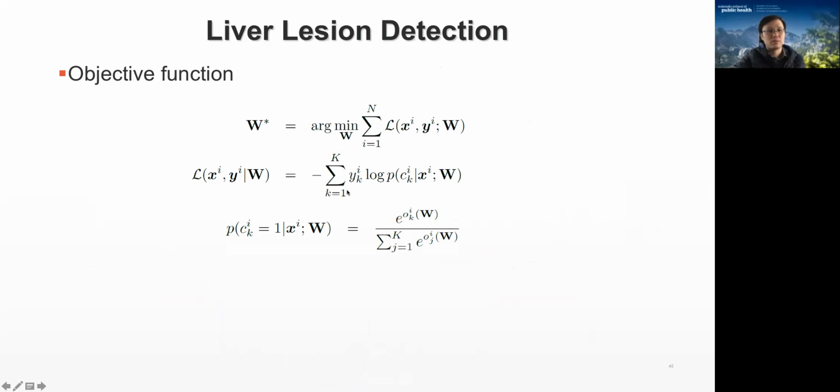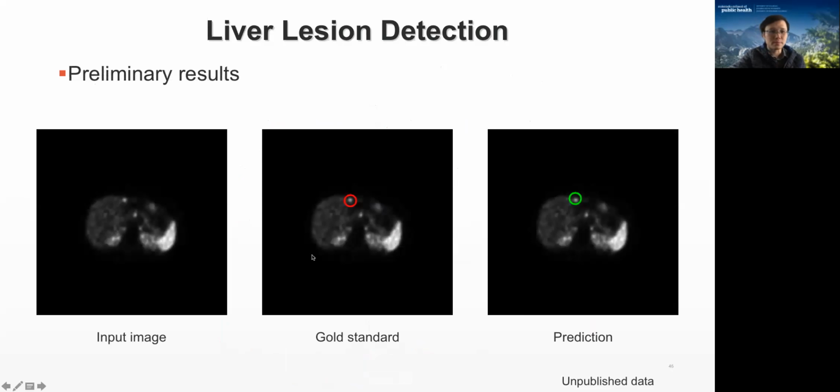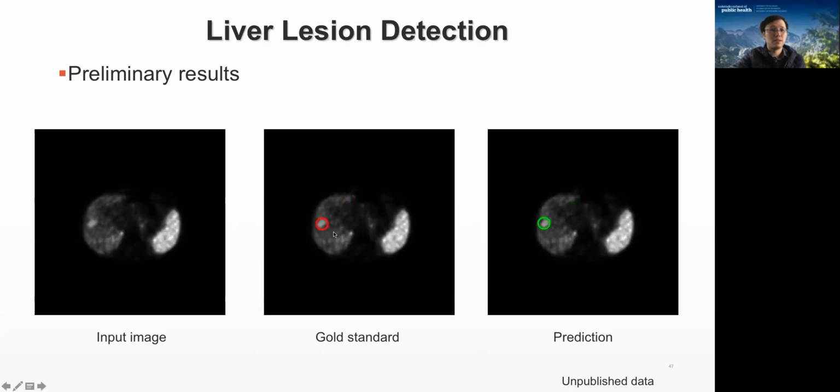And the Y here is just the label, a one-hot vector to indicate whether the pixel is inside or outside the lesion. We have some preliminary results for this project. For example, this patient has a lesion here, and this is the ground truth. The model can correctly detect the lesion. We also have another patient with a much larger lesion.